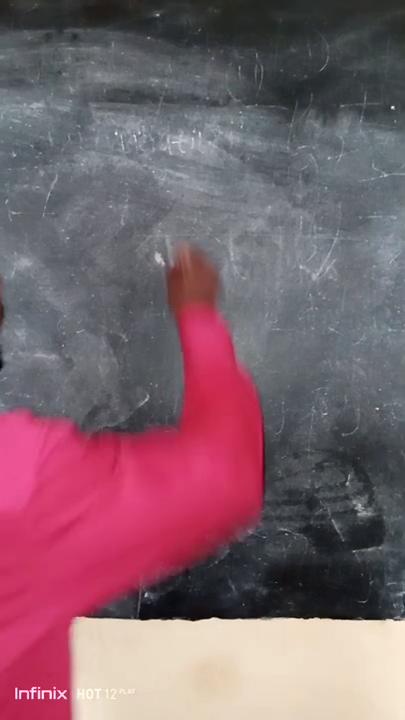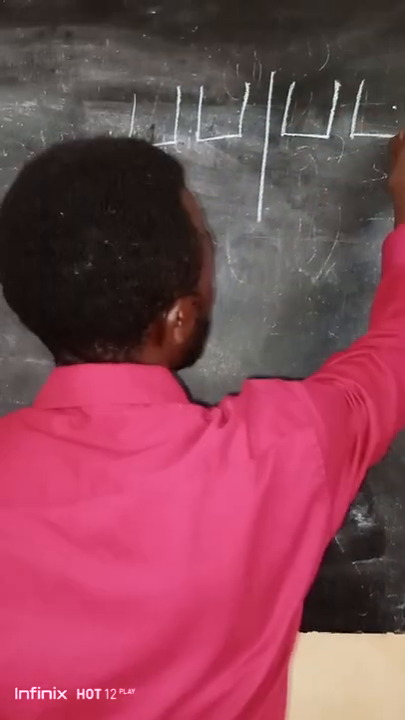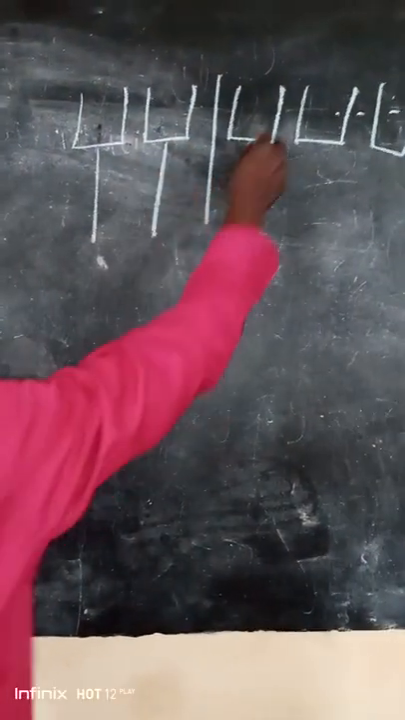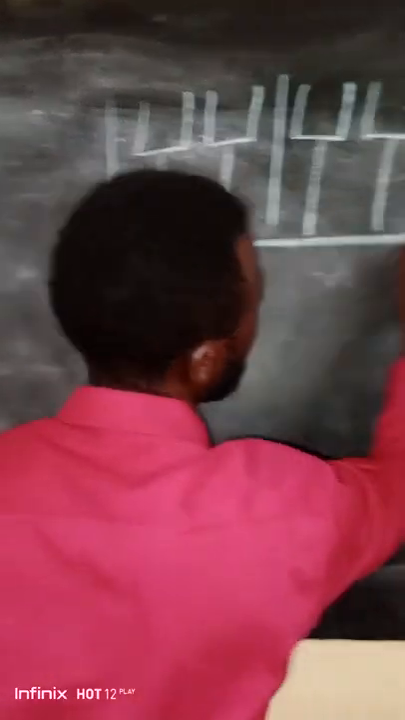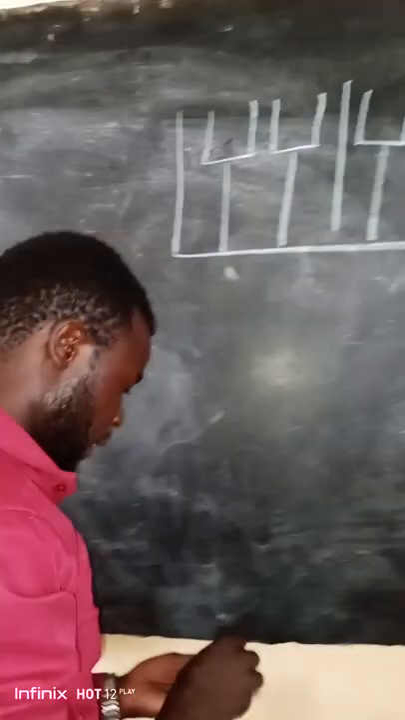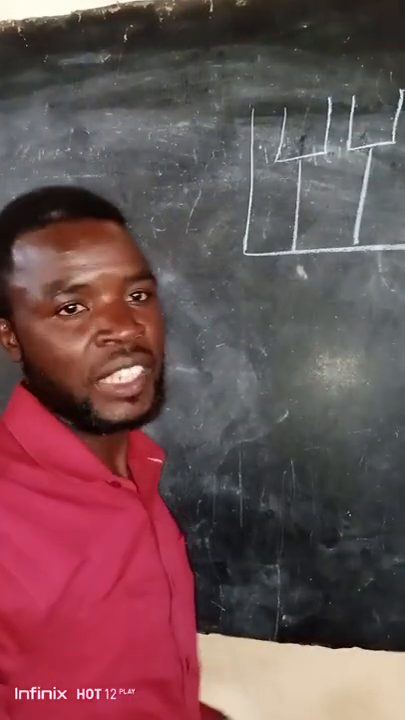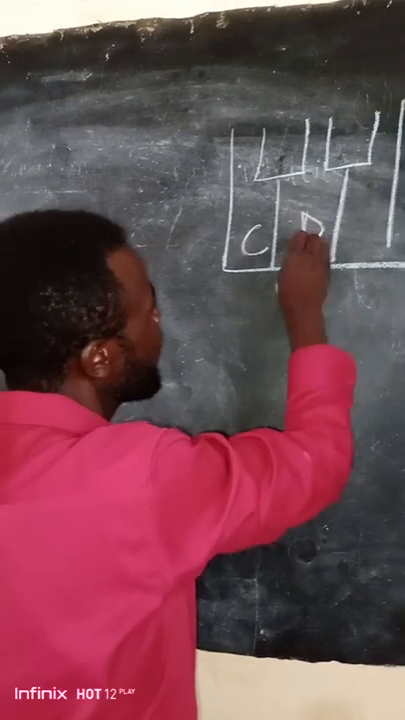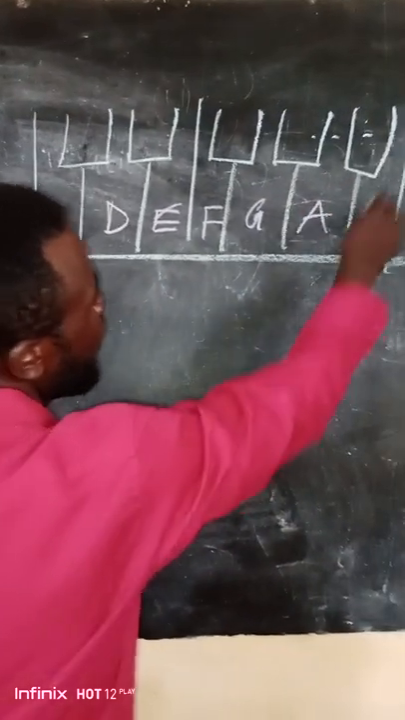So, if this is our keyboard here, we shall have something like this. Continuous. So I'm going to put the notes. This is C, where we have the two sharps or flats. I'm calling the note below C. So this is C, D, E, F, G, A, B, C, D, E, continuous.